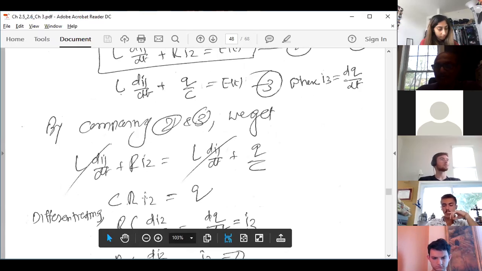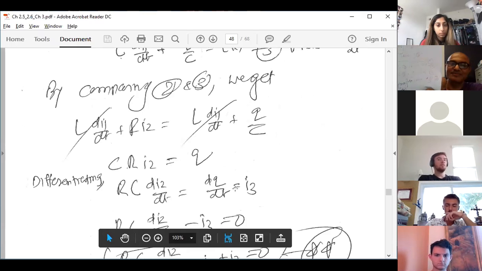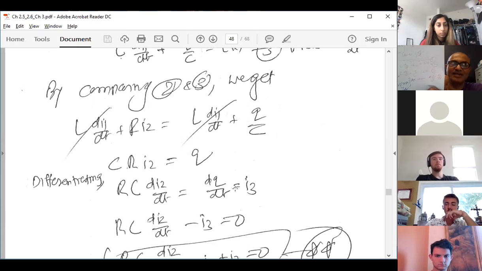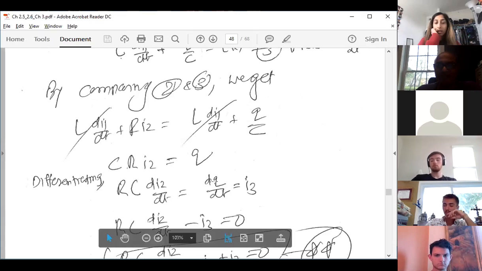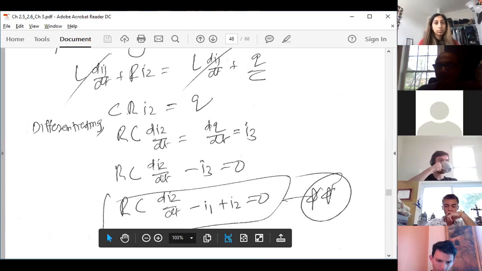But I want actually di2 by dt, so let me take derivative throughout. So RC di2 by dt equal to dq by dt. And dq by dt is a derivative, that is nothing but I3 in the condition. Look at here, second equation where I3 equal to dq by dt. So this dq by dt is replaced by I3. Send this I3 to the other side, and I think that's it. RC di2 by dt minus I3 equal to 0.